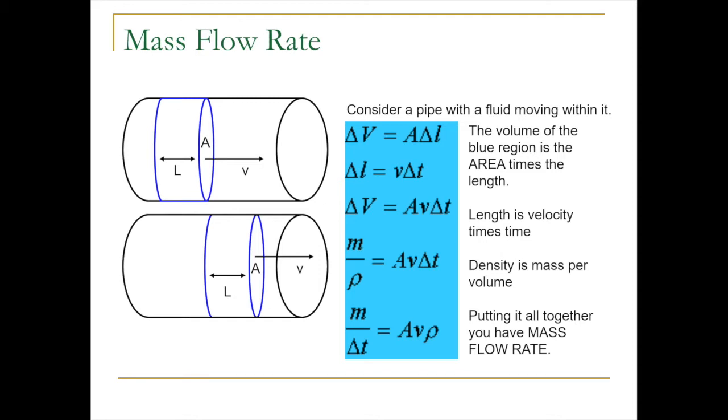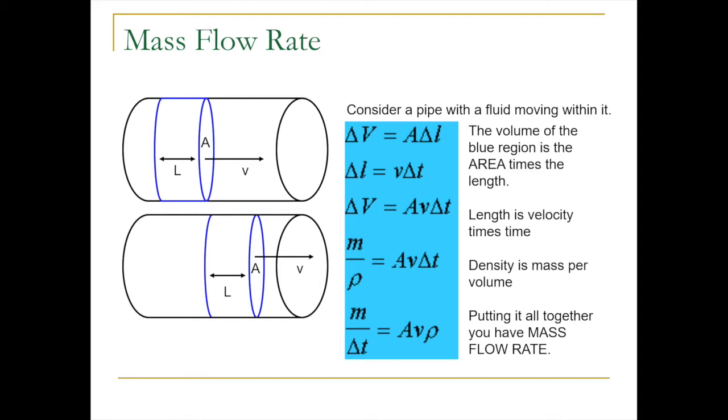Well, if we substitute that in for delta L, now we have an equation that shows you the change in volume in terms of the cross-sectional area, the velocity of the fluid, and the time that it takes. If we solved this for delta V over delta T, what we would now have is this thing called the flow rate. But we want to take it one step further.